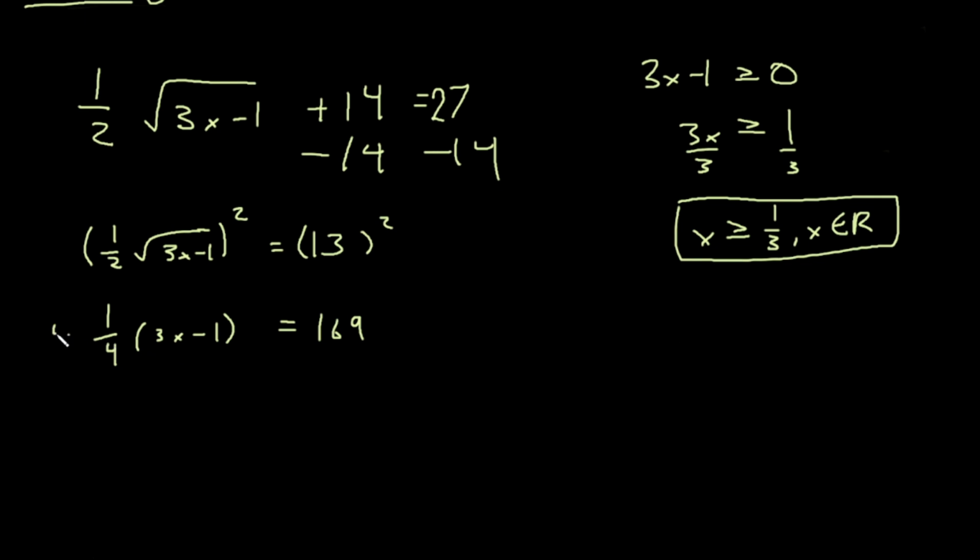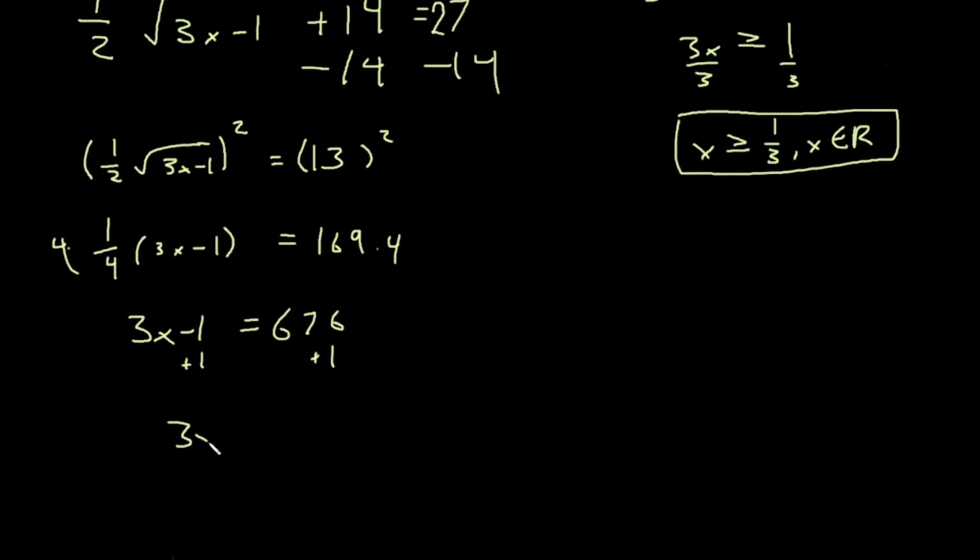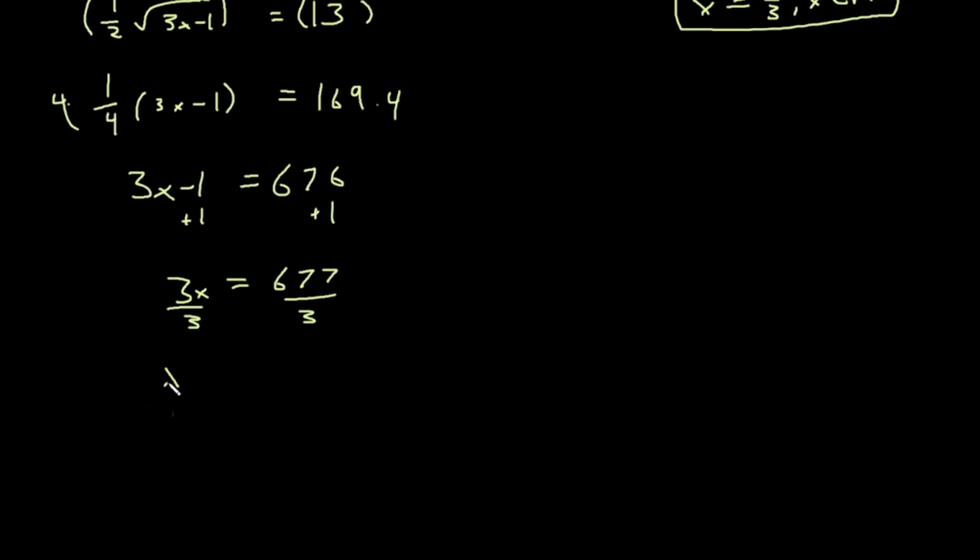So this times 4 times 4 will have 3x minus 1 is equal to 676. Let's simplify this by adding 1 to both sides. So we'll have 3x is equal to 677, divided by 3. We'll have x is equal to 677 over 3. And if you could simplify it, you could, but in this case, we can't reduce it any further. So we just have x is equal to 677 over 3.